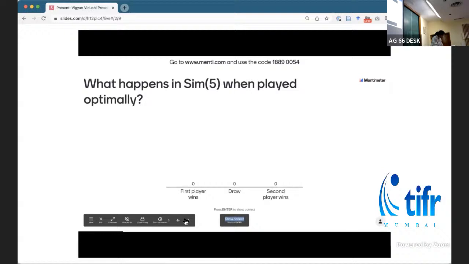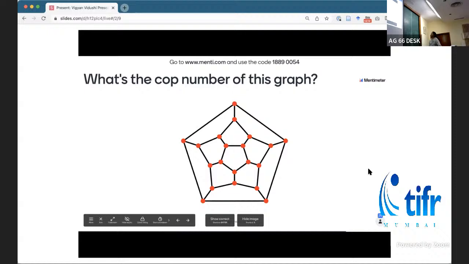I think I need to pull this image up. So you can see that there are no cycles of length. There's certainly no triangles, and there are also no four cycles. Okay, so every cycle has at least five vertices. In such graphs, it turns out that you actually need at least the minimum degree. The degree of a vertex is the number of neighbors it has. Okay, and you need at least that many cops.